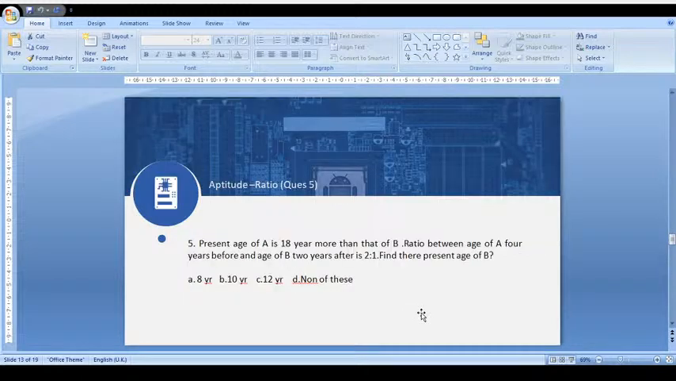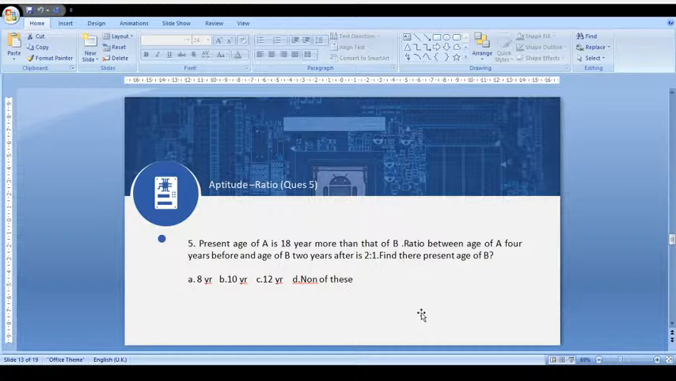The fifth question is saying that the present age of A is 18 years more than that of B, and the ratio between the age of A 4 years before and the age of B 2 years after is 2:1. Find the present age of B. I am again repeating the question. The present age of A is 18 years more than that of B, and the ratio between the age of A 4 years before and the age of B 2 years after is 2:1. Then find the present age of B.